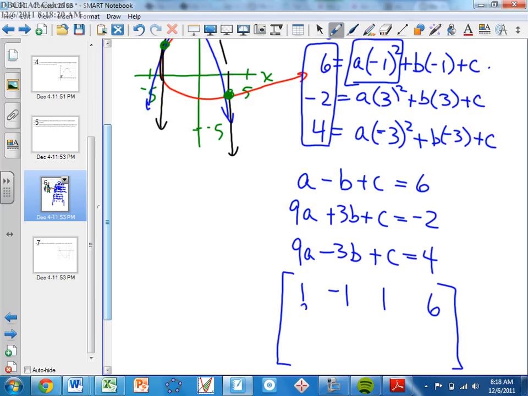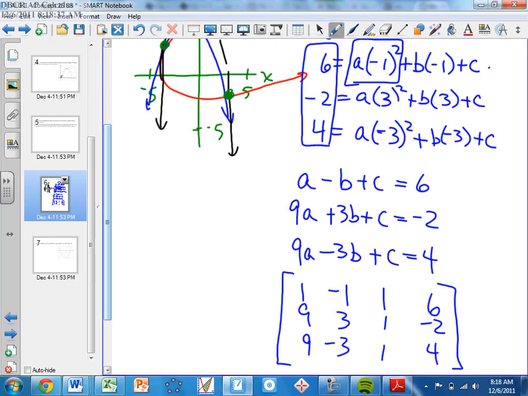But again, we'll just for now call this a constant column. Next, we're going to have 9, 3, 1, -2. Again, here's the 9, here's the 3. There's really a 1 here in front of the c, and a -2 at the end. And the last one, 9, -3, 1, and 4.